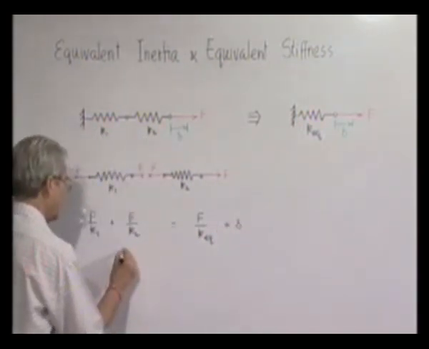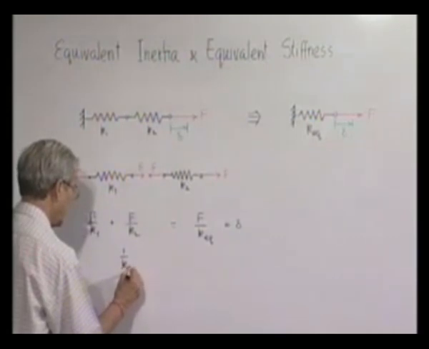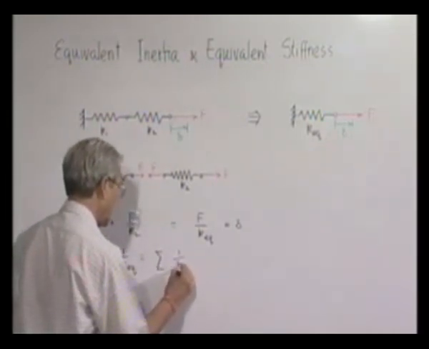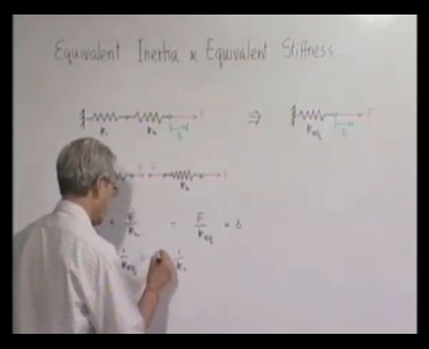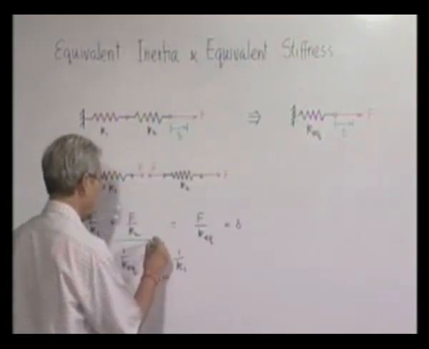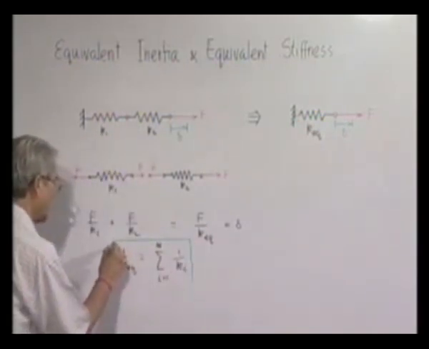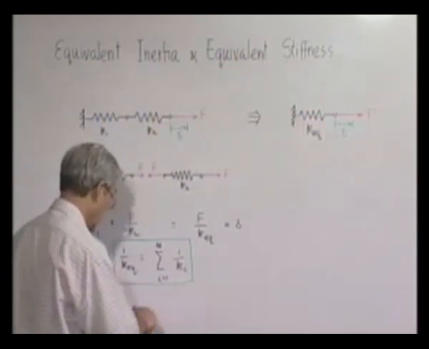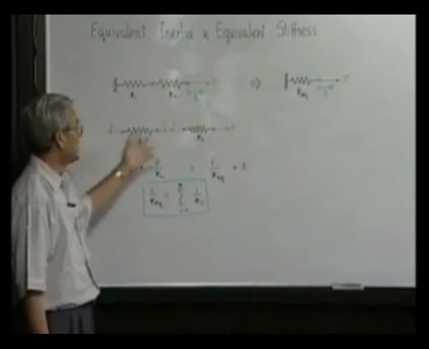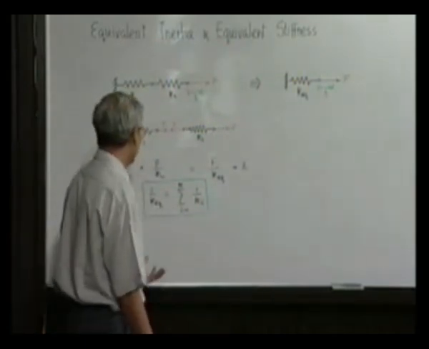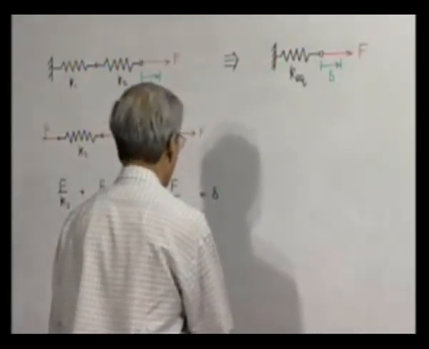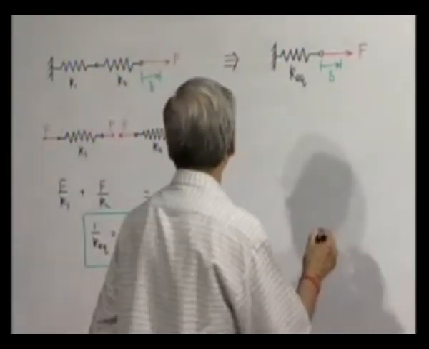So we find that 1 by K equivalent is equal to the sum total of 1 by Ki, i equal to 1 to n. If there are n number of springs connected in series with stiffnesses K1, K2, K3 up to Kn, then the relation between the equivalent stiffness of a single spring, which will produce the same degree of elasticity or stiffness, is given by a simple relation.